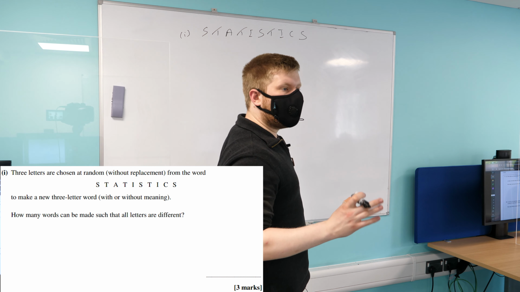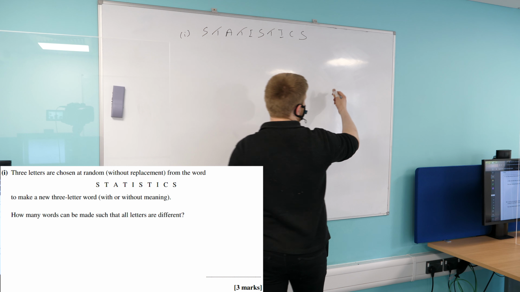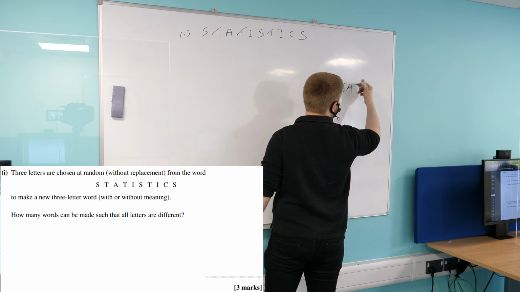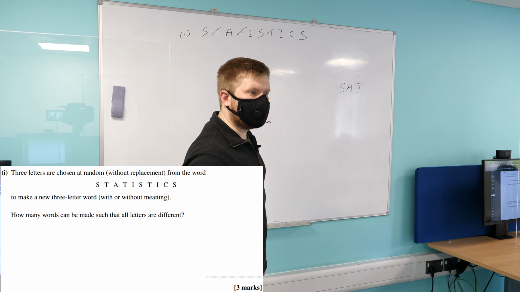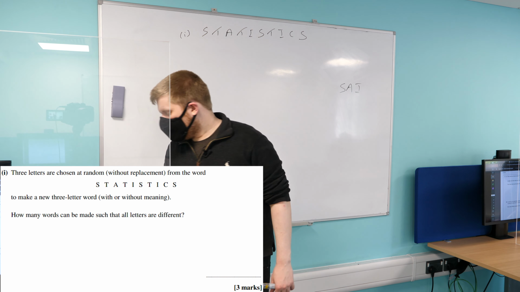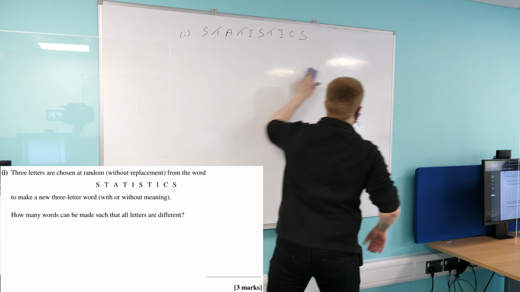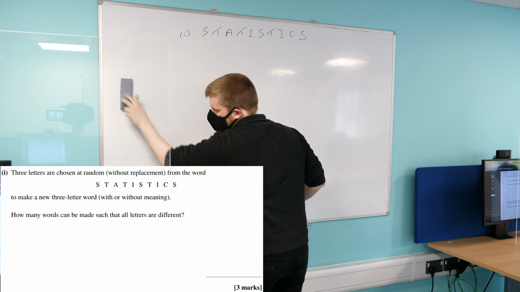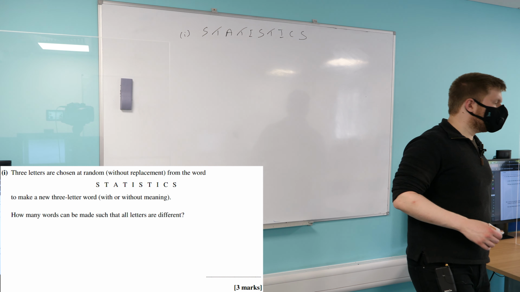I don't care about whether these words make sense. So to be honest with you, SAI, that's clearly not a word in English, but that's allowed in this context. I just need to pick 3 letters such that all the letters are different. So suggestions then. How many ways can I do that? So how many possible words can I make?